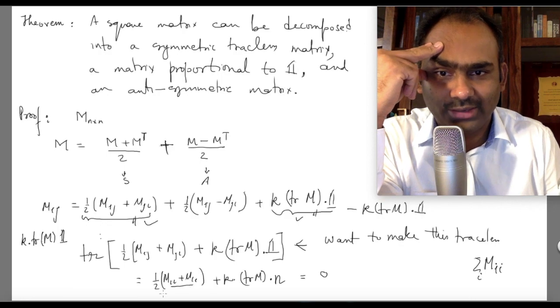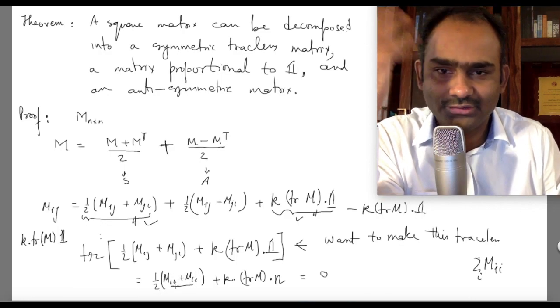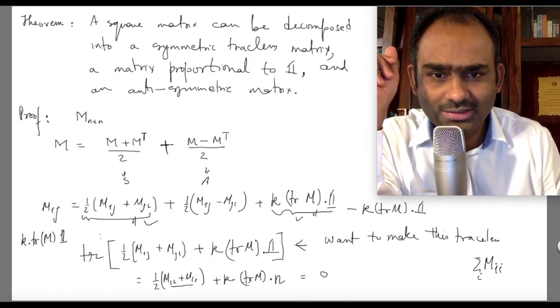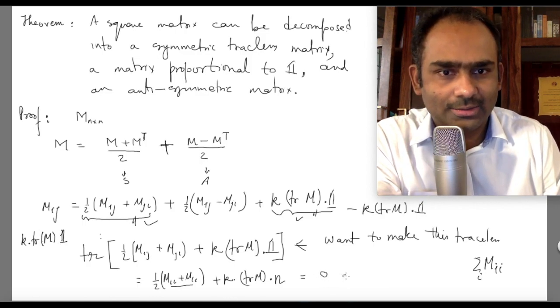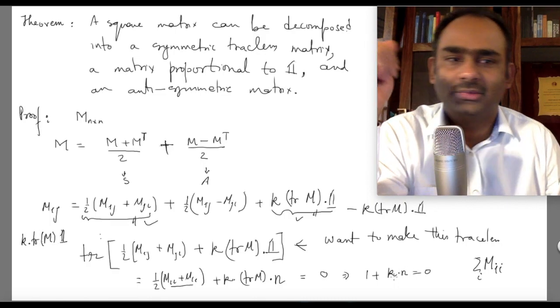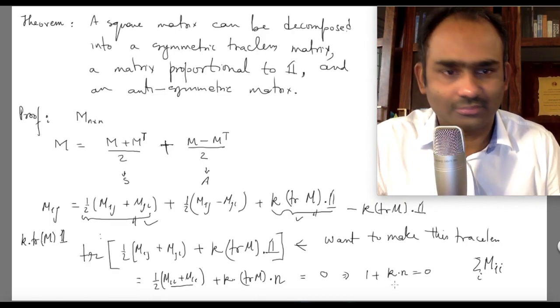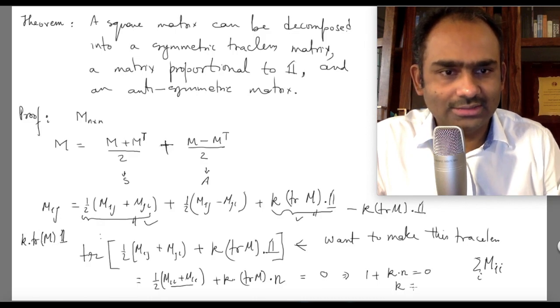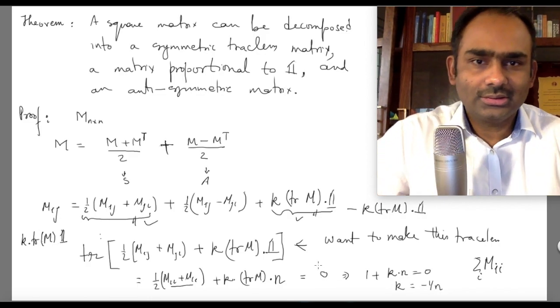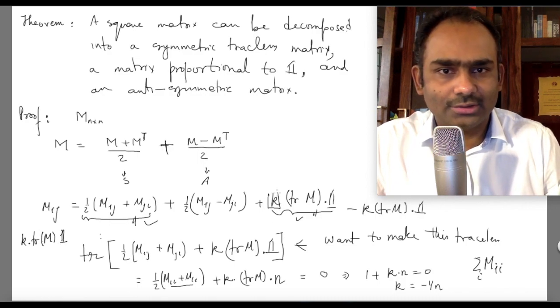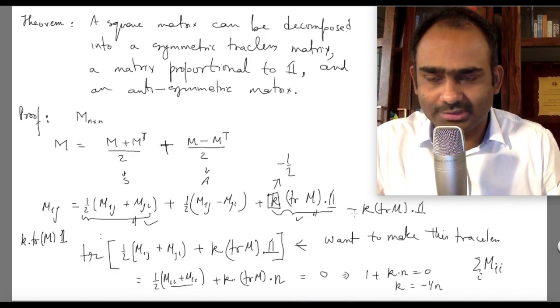Now, these two trace of M together, with the half, give you the trace of M. There's a trace of M here. So from this equation, I can remove the trace of M, and what I'm left with is 1 plus k times N equals 0. Which means that your k is minus 1 over N. Good? So here, in this place, I should replace k with minus 1 over N. And here, again, it will make it plus 1 over N because of the minus already present.